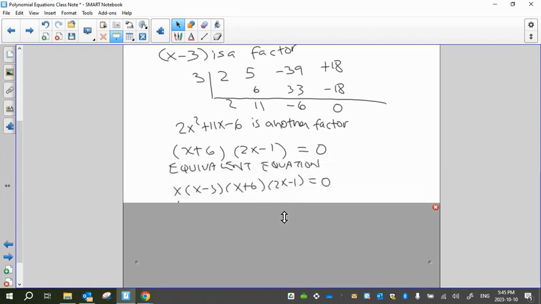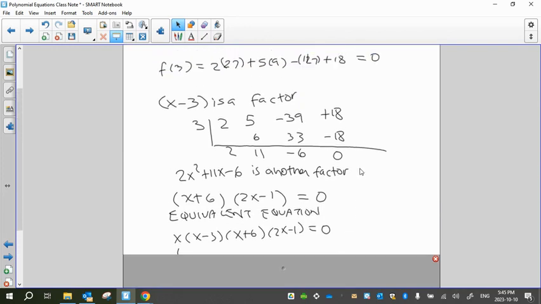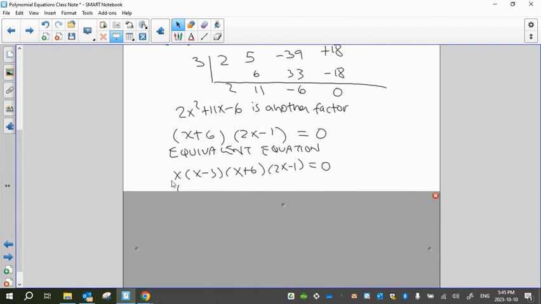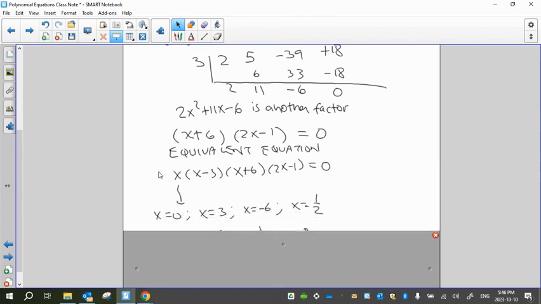Okay. So now our equation is equivalent to this one. Our original equation, 2x exponent 4 plus 5x cubed minus 39x squared plus 18x equals 0, is equivalent to this equation: x, and then 3 factors, x minus 3, x plus 6, and 2x minus 1 equals 0. The benefit of this, of course, is that we can see the solutions very easily. And here they are. x equals 0, that we knew. x equals 3, x equals negative 6, and x equals 1/2.